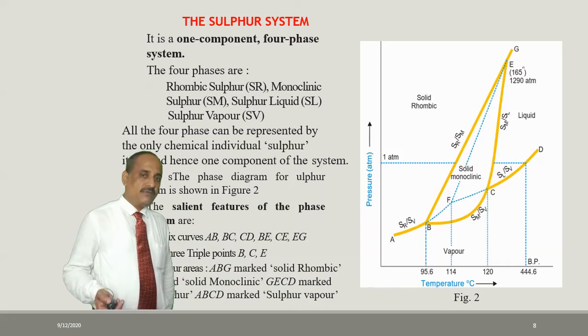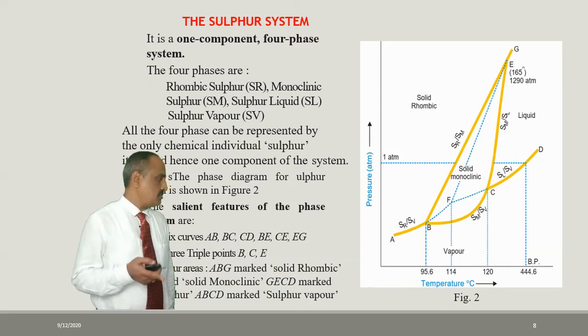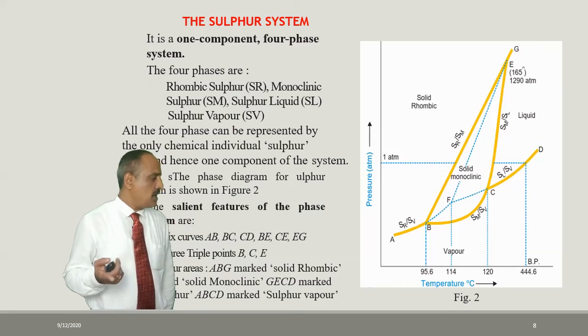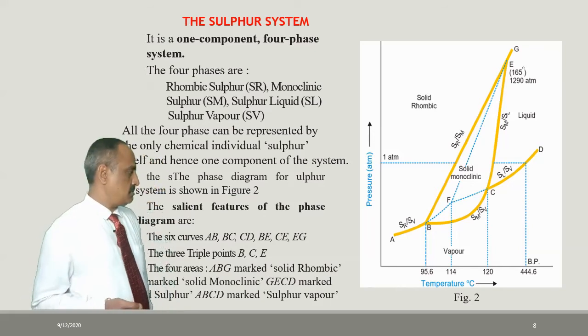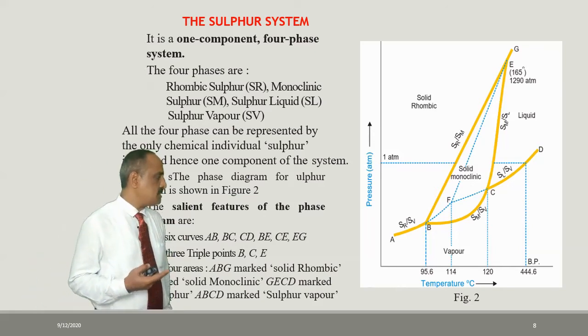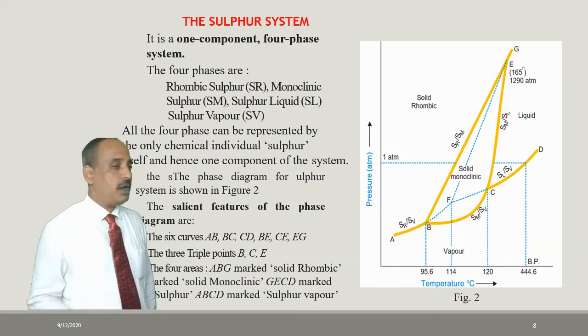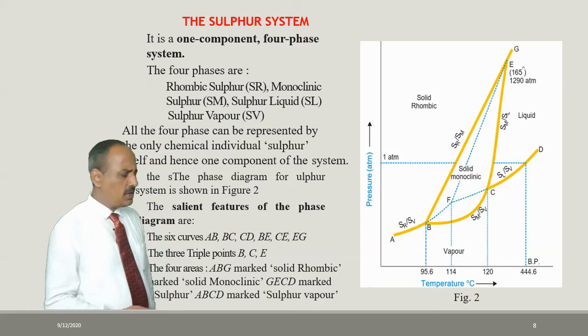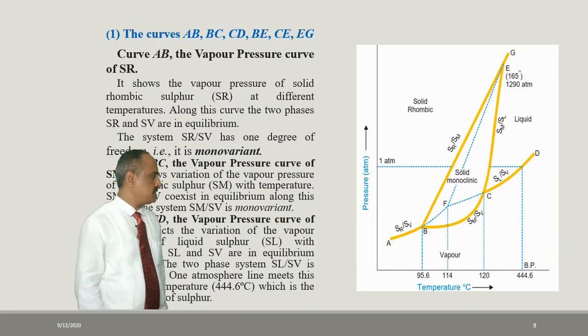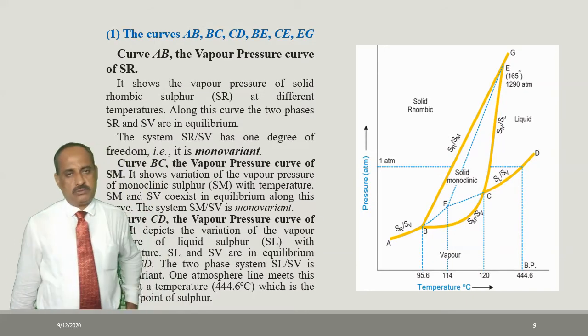Again, the different areas are there, so that you can see here 4 different areas, which are marked ABG, BEC, GECD and ABCD. So, let us see in detail the sulphur system at the curves.